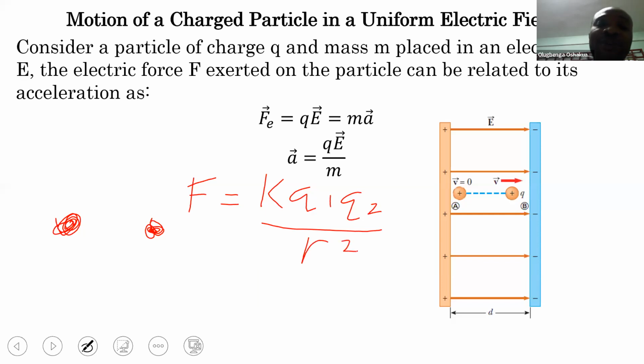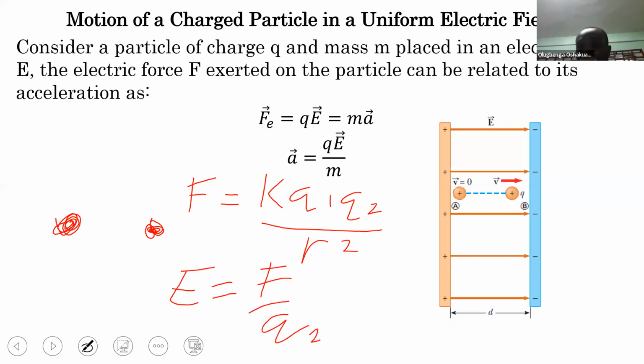And we have now said E to be F over Q. Or in this case, let's just say Q2. So it is easy for us to now define our electric force to mean Fe is equal to QE. Because force, electric force divided by force per charge, which is Newton per coulomb, gives us the electric field strength.